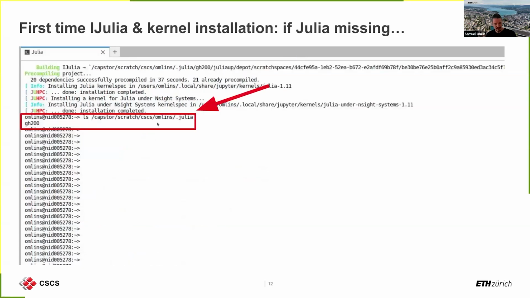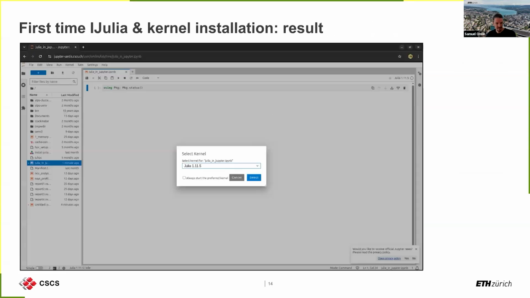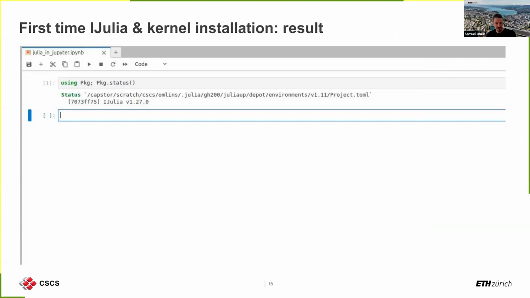And so after installation, you see it will be there. And you will have now the kernels available. And then afterwards, you select them like Tim showed you before. And of course, you will have IJulia installed. So that's basically what it does.